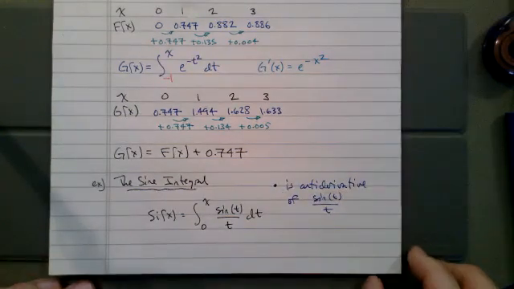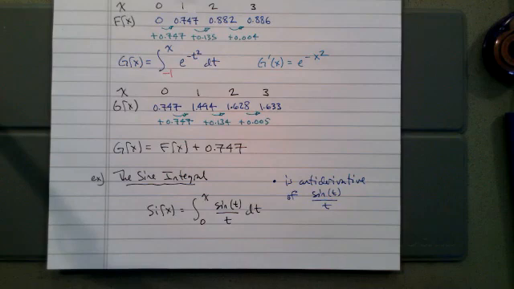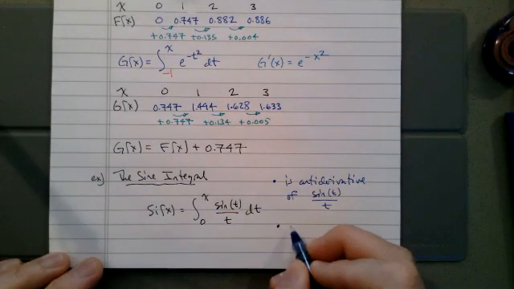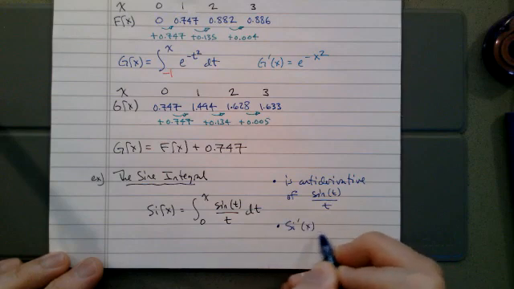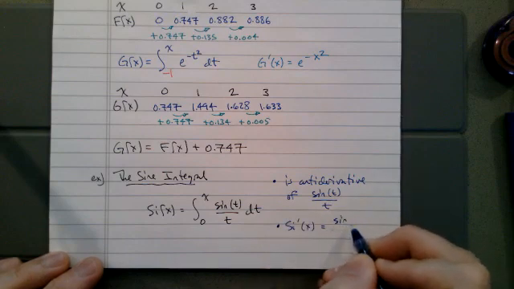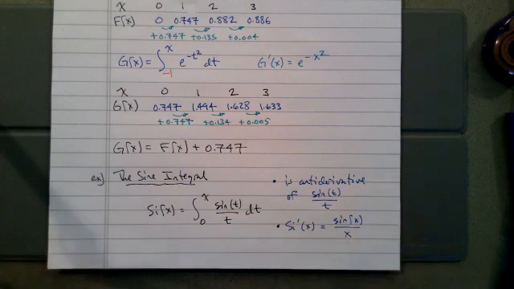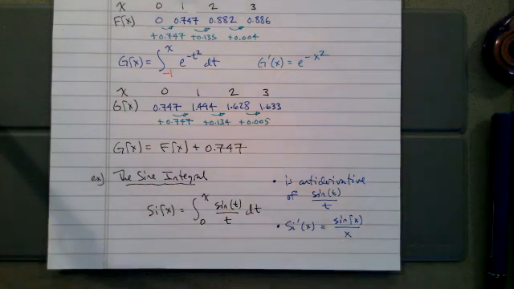So the sine integral is an antiderivative of sine of t over t because we constructed it with the second fundamental theorem of calculus. And so what that means is that when we take the derivative of this function, we'll get sine of x over x. We don't have a nice closed formula for the antiderivative of sine of x over x, so we construct one using the second fundamental theorem. Any questions?